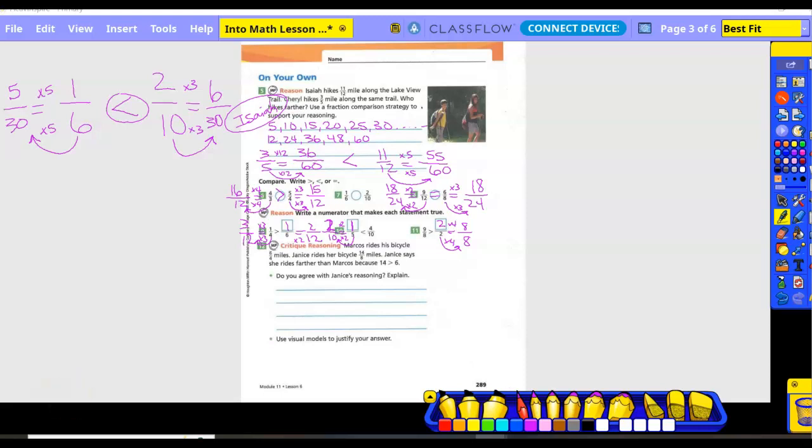So Marcos rides his bicycle 6/4 of a mile. Janice rides her bicycle 14/8 of a mile. Janice says she rides farther than Marcos because 14 is greater than 6. Do you agree with Janice's reasoning? Okay, so we need to see if Janice is correct or not. So we're going to say yes or no. Okay, because, okay, what can we do?